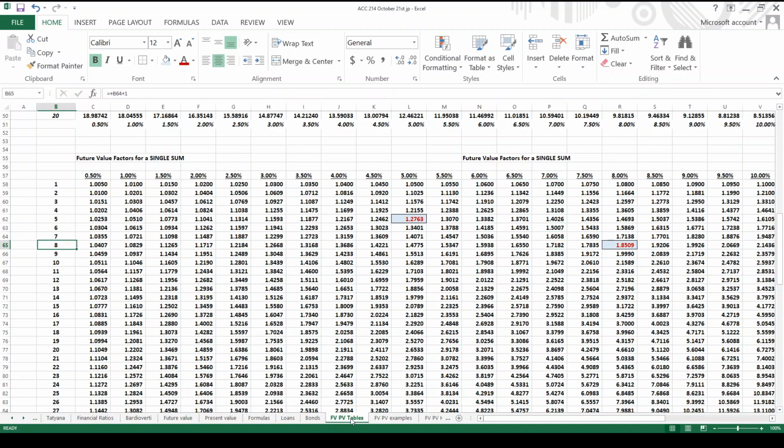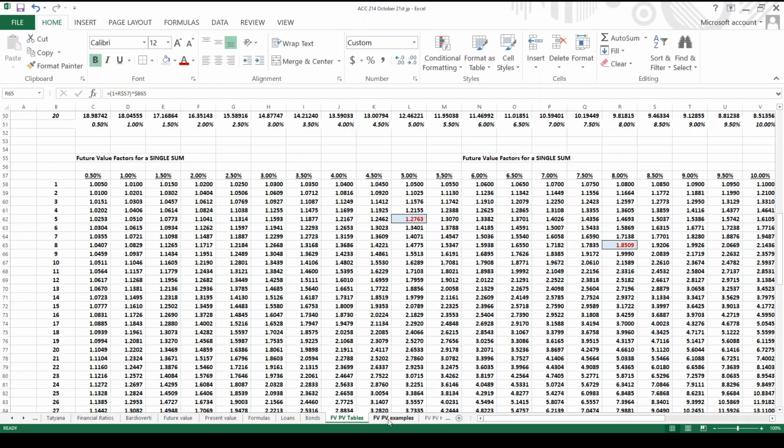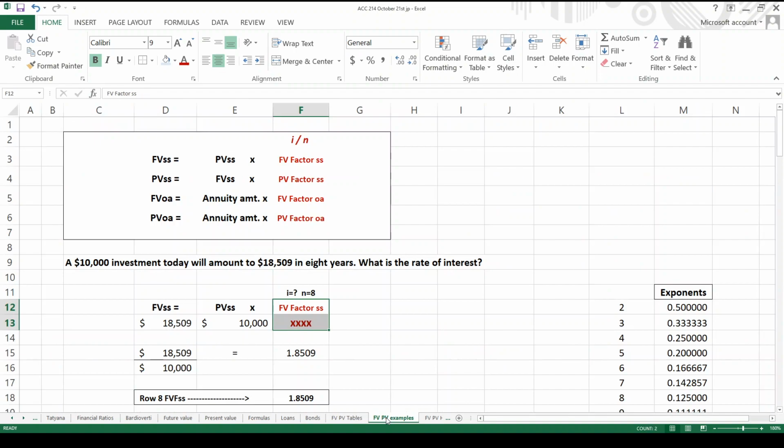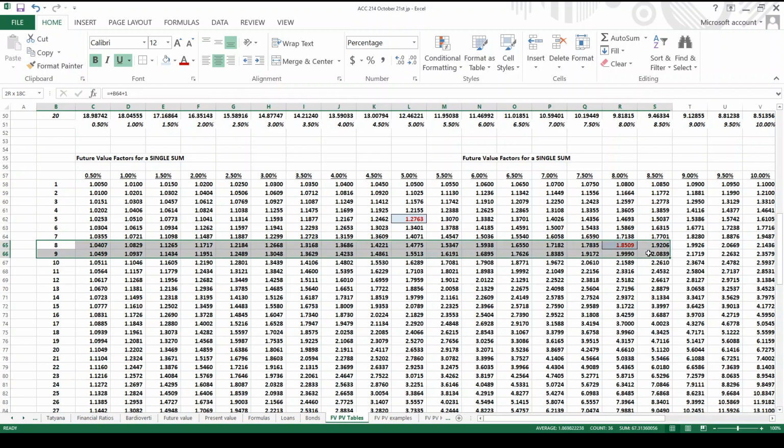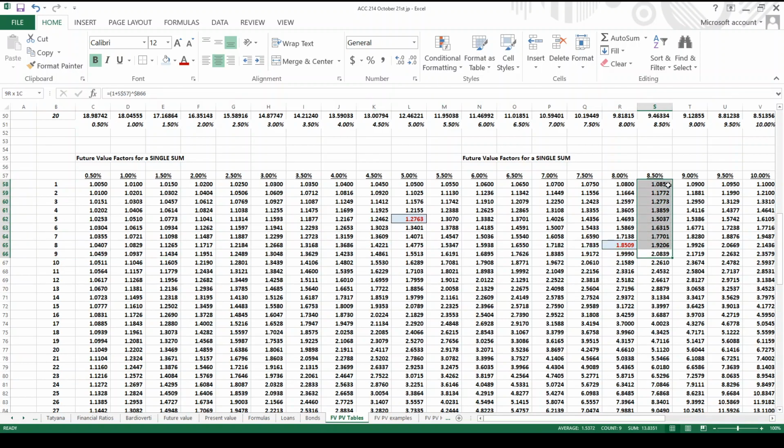So you start over here, because you know it's 8 periods, and you go across until you find the number. I'm hoping against hope that's our number, and it's 1.8509, yeah? All right, so what does this tell us? 8 years from now, that's the factor if you earn 8%. So when you know the N, you go across the table, and then you go up to find your interest rate.